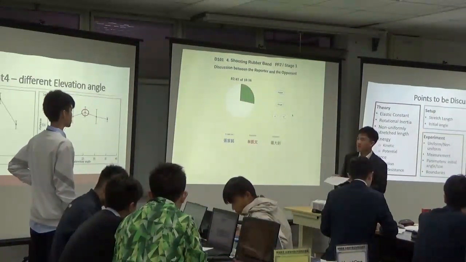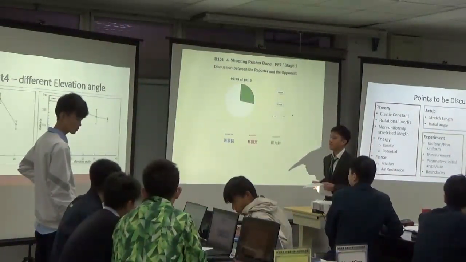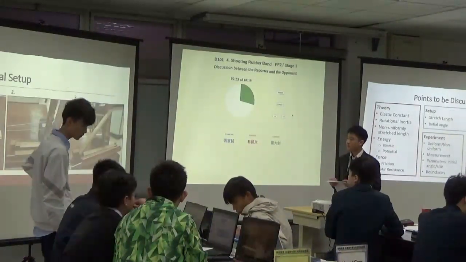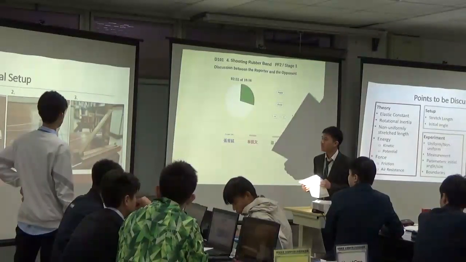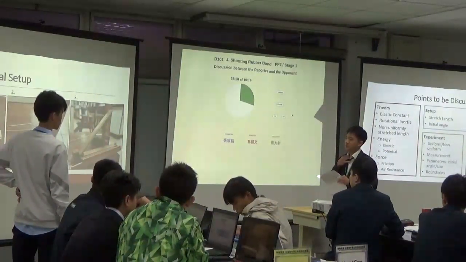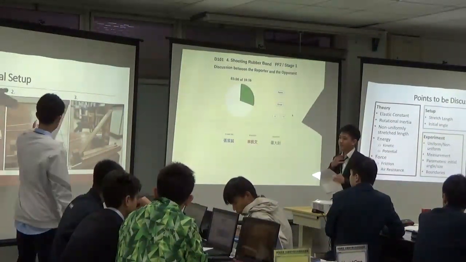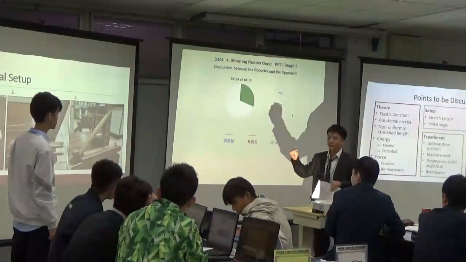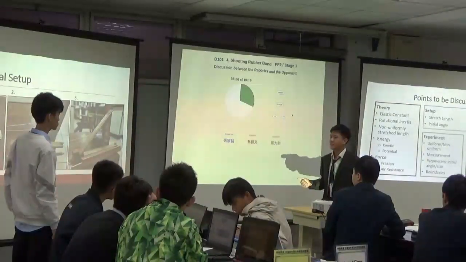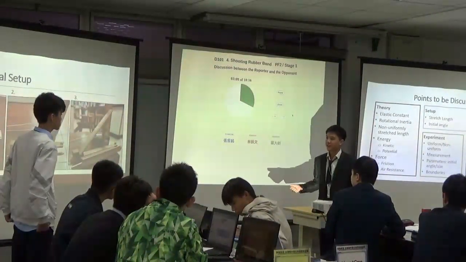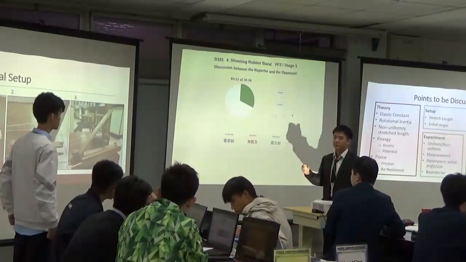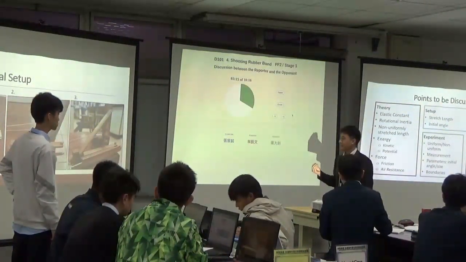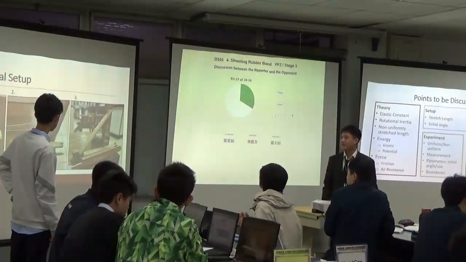Can you please turn to the page where you set up? Did you do the experiments with angle? Yeah, different. So the elevation height. So you vary the elevation height, and you also vary the initial angle. So you have two variables. So how can you analyze the data if you have two variables?